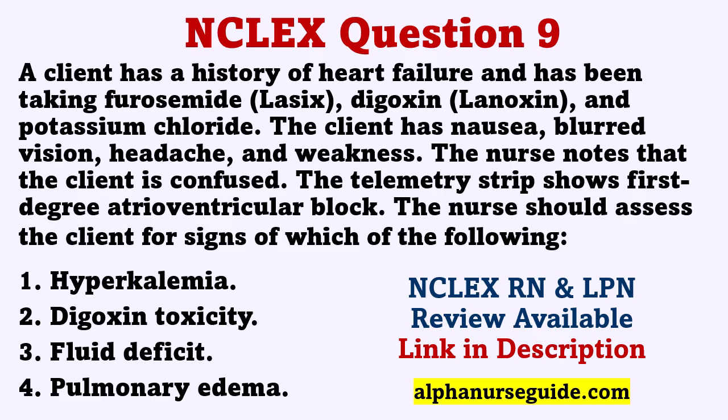A client has a history of heart failure and has been taking furosemide, Lasix, digoxin, Lanoxin, and potassium chloride. The client has nausea, blurred vision, headache, and weakness. The nurse notes that the client is confused. The telemetry strip shows first-degree atrioventricular block. The nurse should assess the client for signs of which of the following? 1. Hyperkalemia. 2. Digoxin toxicity. 3. Fluid deficit. 4. Pulmonary edema.